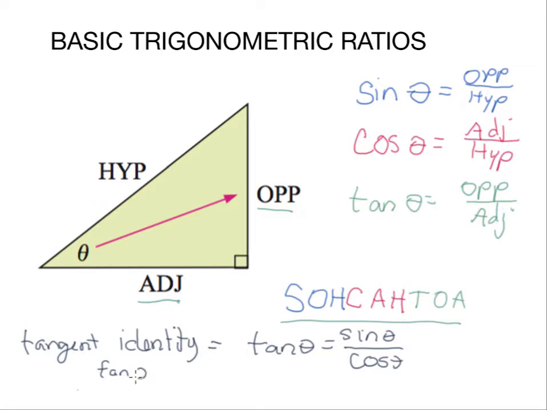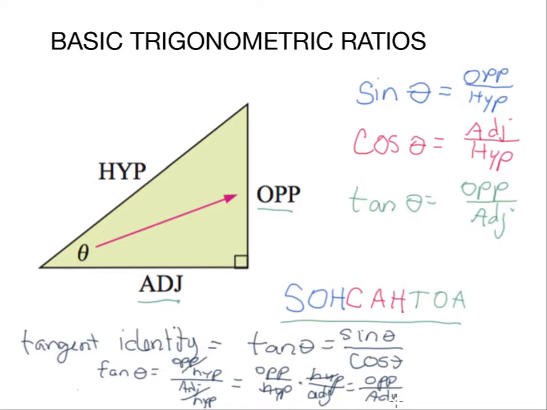So we know tangent of theta is equal to sine of theta, and we know sine of theta is opposite over hypotenuse, divided by cosine of theta, which is adjacent divided by hypotenuse. So I have a fraction divided by a fraction, so I flip the bottom fraction and multiply. Simplifying, the hypotenuses cancel each other out, so I end up with opposite over adjacent. So tangent of theta is the opposite side over the adjacent side.